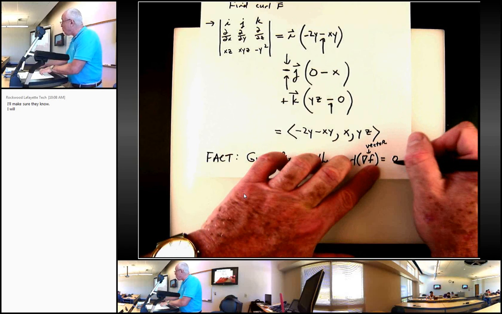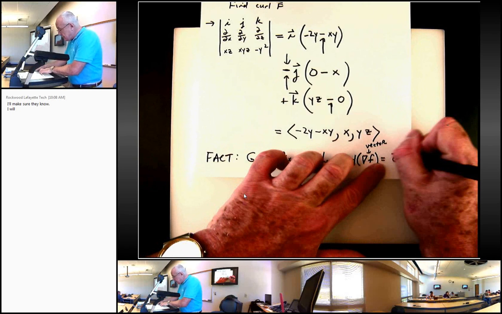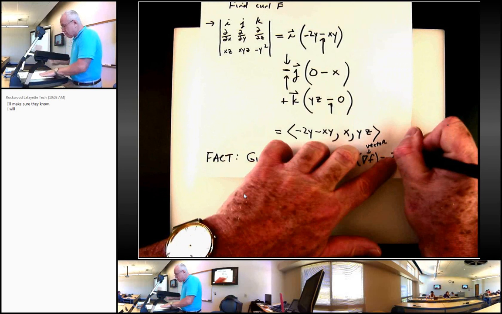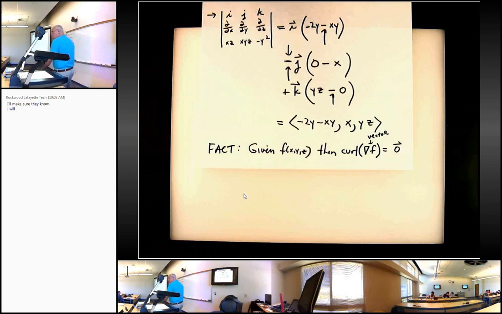Remember, the curl is a vector. It's equal to the 0 vector. So 0 with that arrow on top of it. So you might want to note this little fact also.